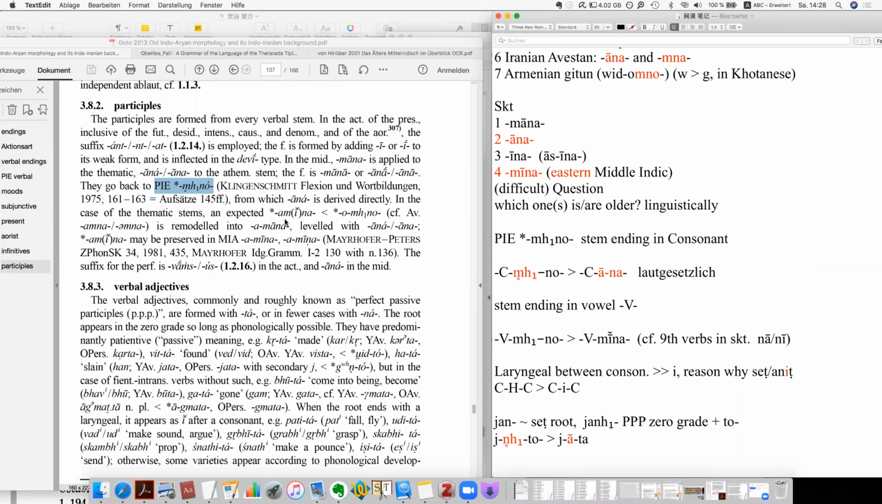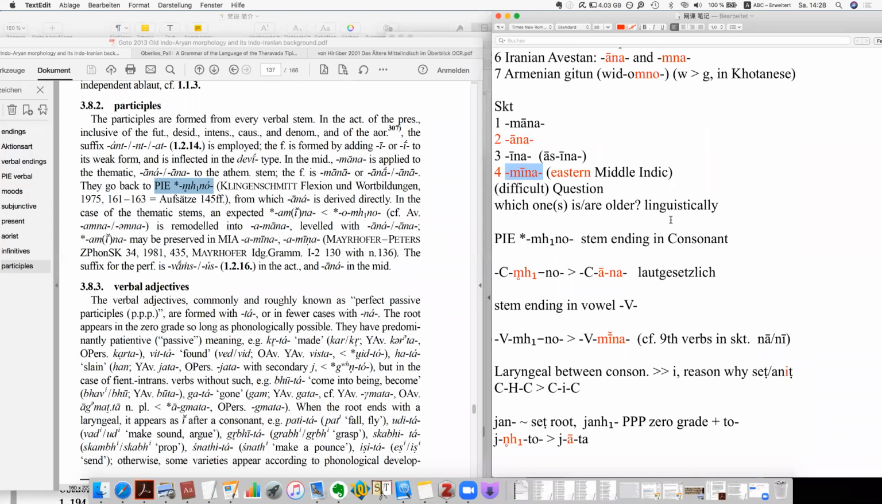So this is the reason why in Gothic it is written mi with either long or short. Yeah, this is the reason. So this one is also regular. Okay. So now I have answered the question in Sanskrit. Ana and mina are historically, linguistically older.